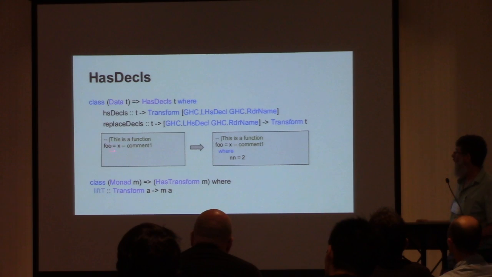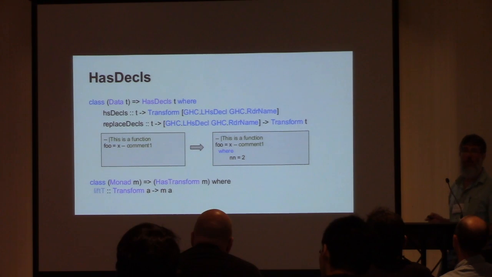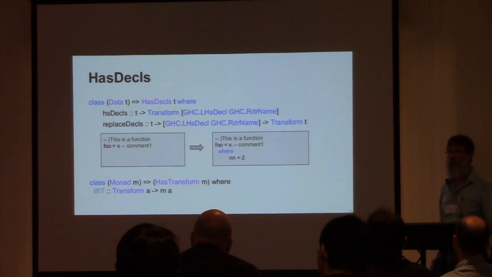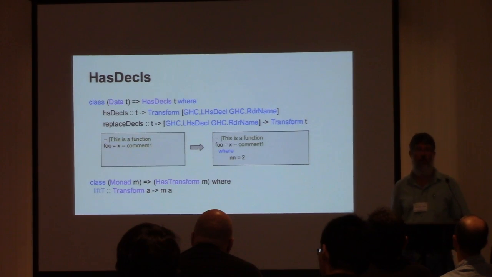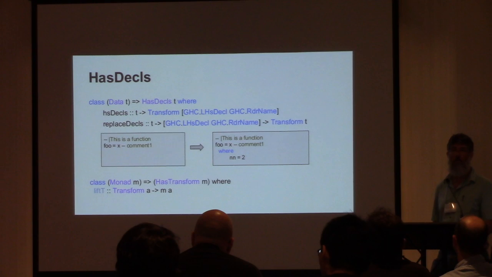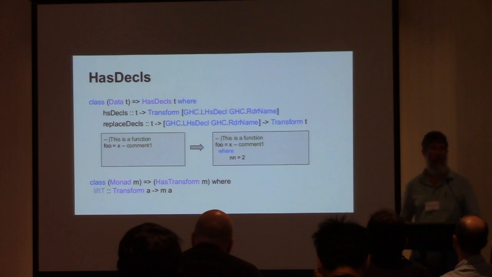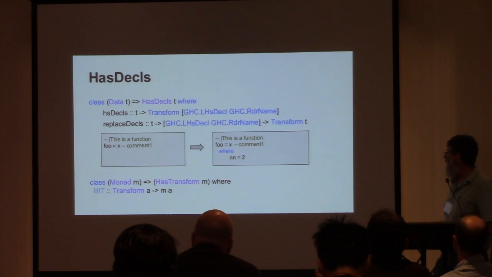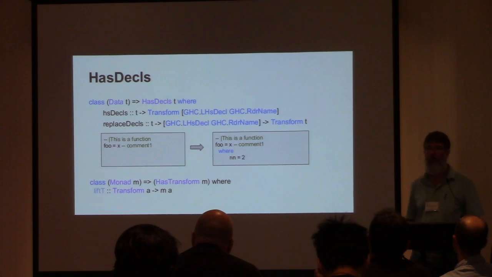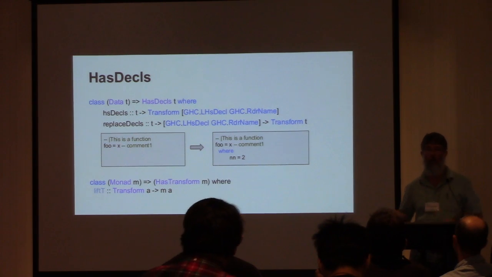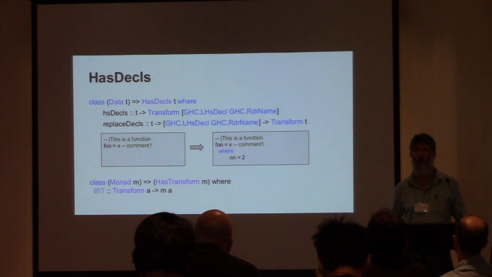So, for example, if you have this function, and you call replaceDecls with that nn equals 2, it'll automatically add the where clause, the where keyword, because it knows that that's required, and sort out the indentation and so on. So you don't have to worry about stupid things like that. And if you put back an empty one, if you go from there to there, it'll do the same thing. The where will disappear. There's also, in order to plug it into other monads, a simple HasTransform which will lift it into that, which I use to integrate it into the refactoring monad in the refactorer.